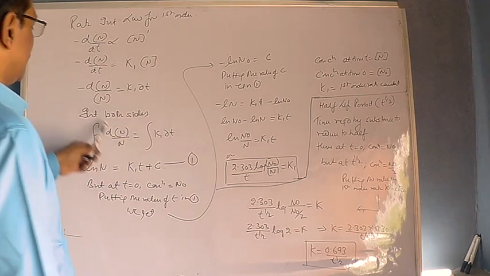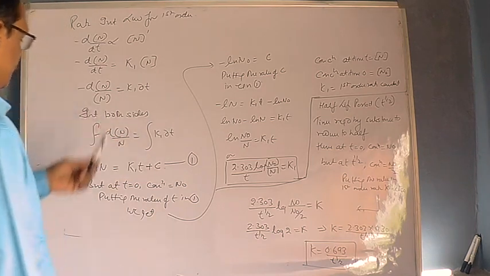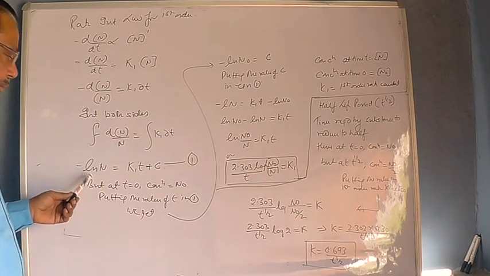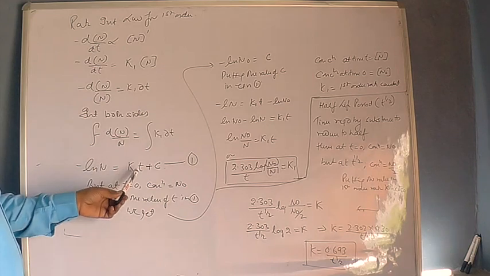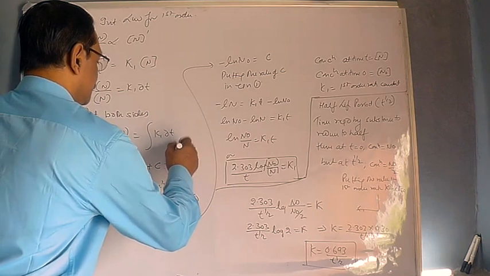Again integrate on both sides. The integral of minus dn by n equals the integral of k1 dt. When we open it, we get minus ln n, where ln is the natural log, equals k1t plus c. What is c? c is again your integration constant.